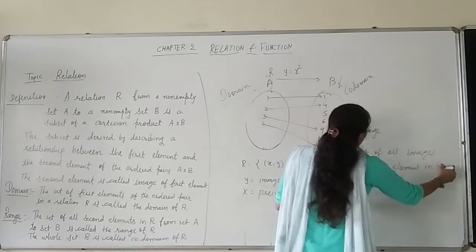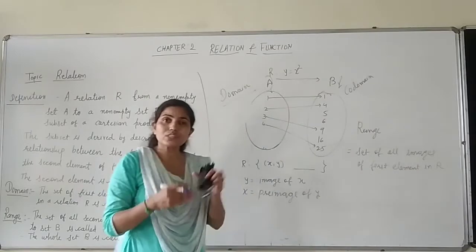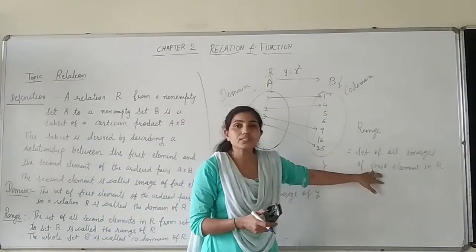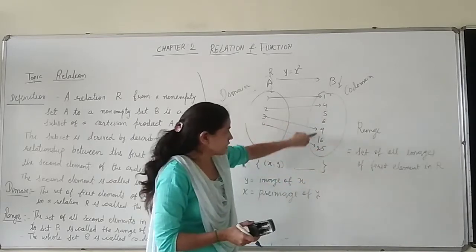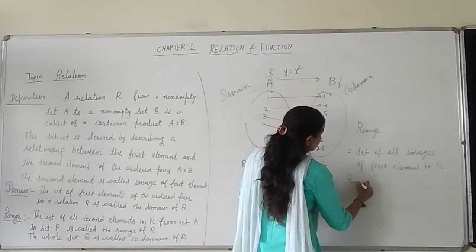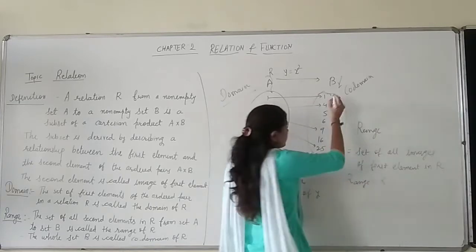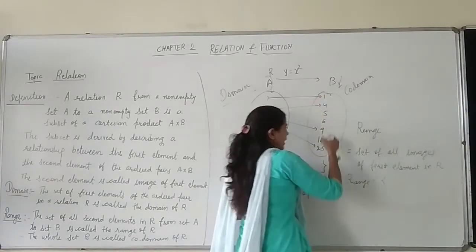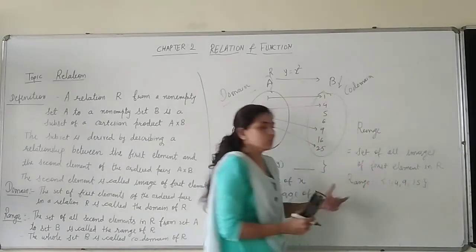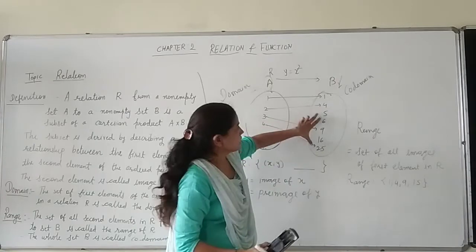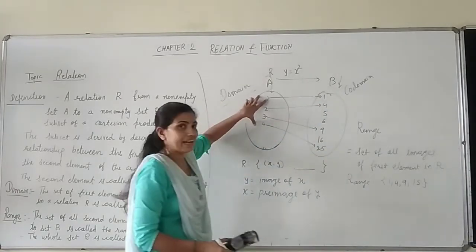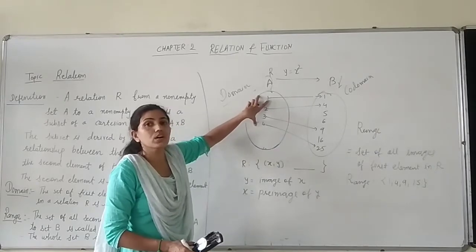Okay, so the images that you get from all the first elements of R, that is known as the range. So if we write it here, what will you get in the range? Range is equal to the set of the images, 1, 4, 9 and 15. So 1, 4, 9 and 15. So this is called range. The whole set B is known as the codomain and the set A is known as the domain.